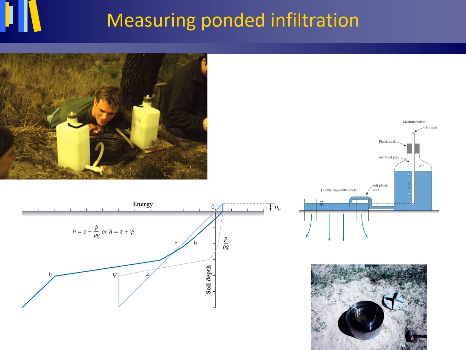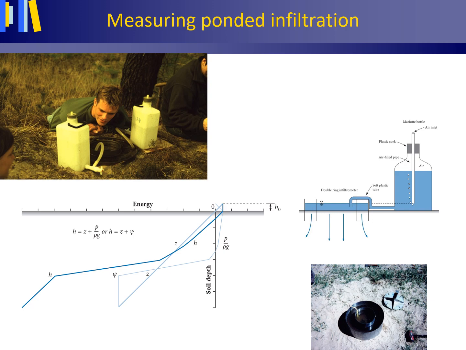This figure shows the potential diagram, a diagram showing the different potentials or heads with soil depth for this experimental setup. The land surface has been taken as reference level, and the ponded infiltration is caused by a water layer at the surface with constant head H0. Note that ponded infiltration causes water saturation from the soil surface downward and thus positive water pressures in the upper part of the soil profile.